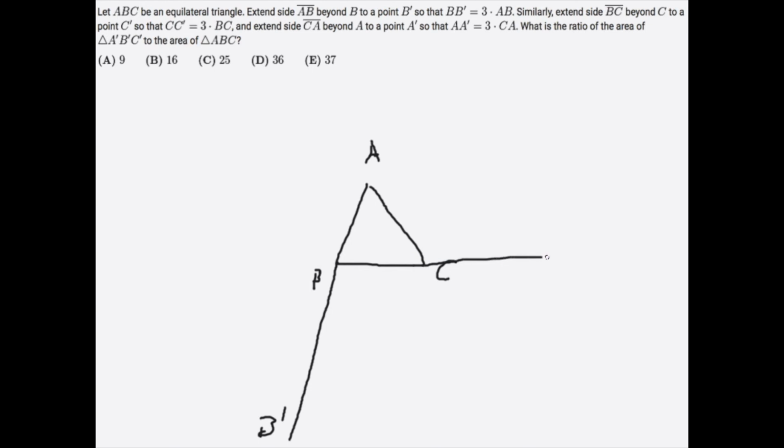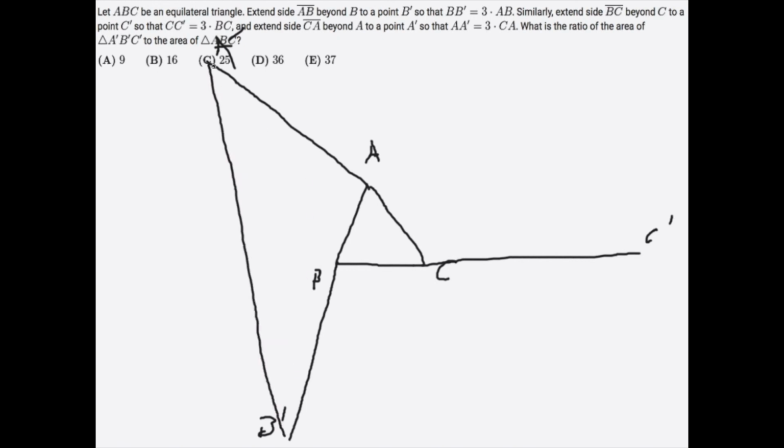So again, we have to draw a diagram. Let's call this ABC. We have to extend AB beyond B. Get B prime. Extend BC beyond C. Get C prime. And CA beyond A to get A prime. And we have to draw the entire triangle.